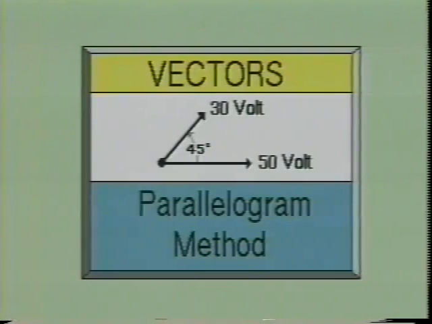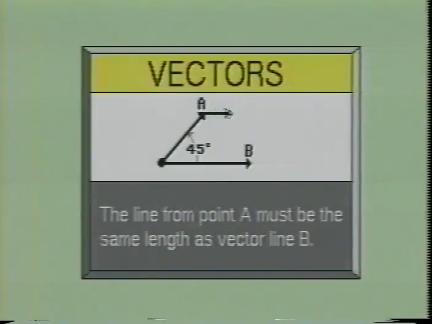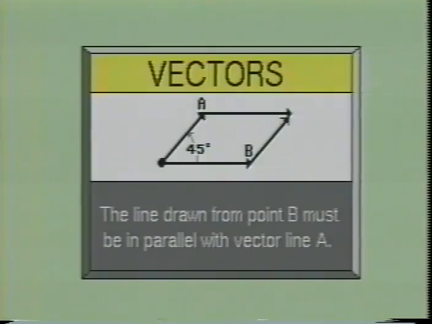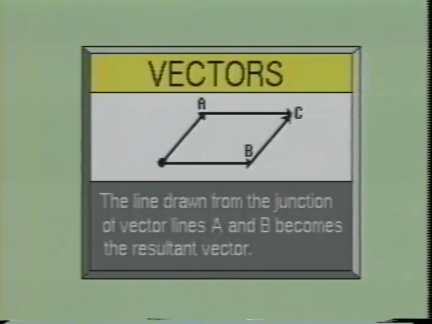To achieve this, first we draw a line from point A and make it parallel with the vector at point B. Next, we draw a line from point B and make it parallel with the vector at point A. Since the 30 volt vector was 45 degrees from the 50 volt vector, then this line must also be at 45 degrees. Where the two lines intersect will be called point C. Now draw a line from where the two original vectors are joined. This line becomes the resultant vector.